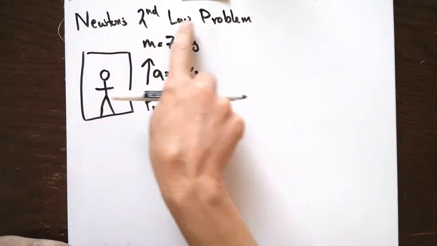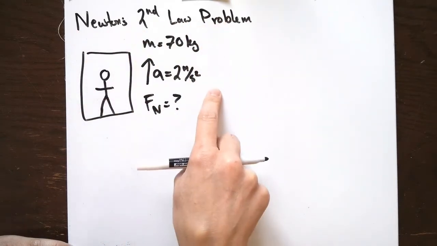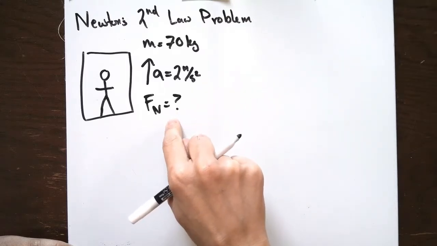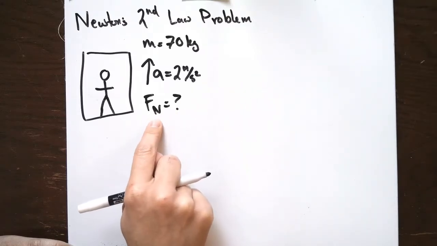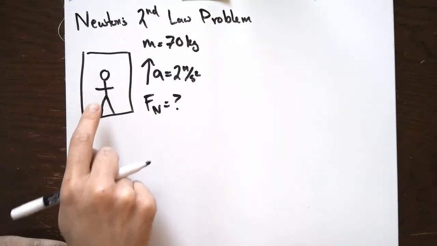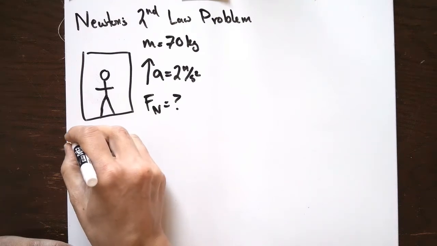And we know it's a Newton's second law problem, not just because it's up here in the title, but because we've got mass, we've got acceleration, and we want to know something about force. And so we're interested in the force on Blaine from the elevator. And that means we should probably make Blaine our system, the thing that we're looking at.